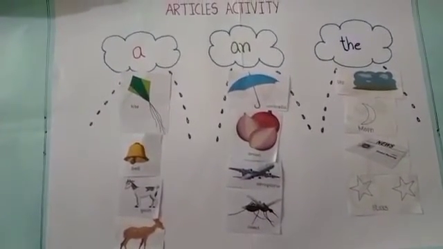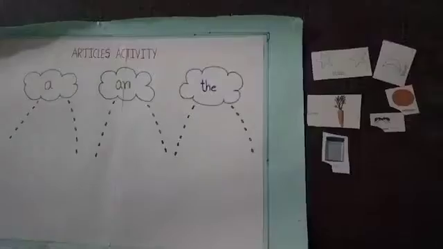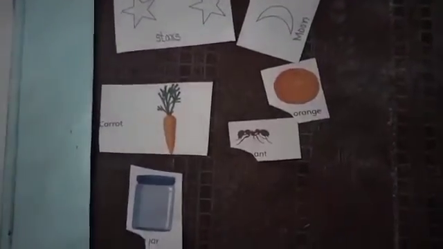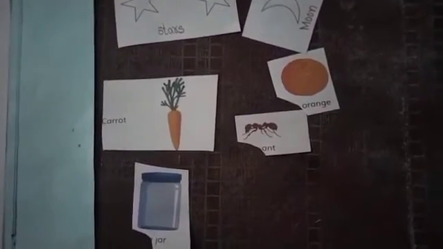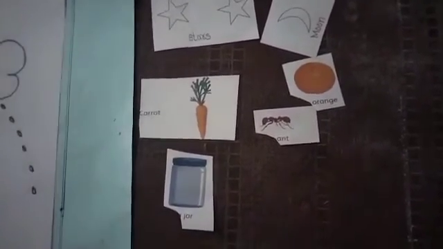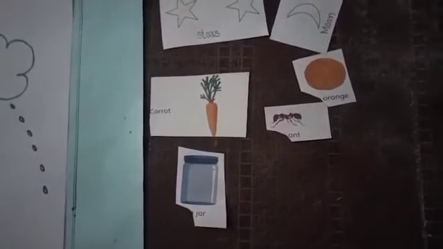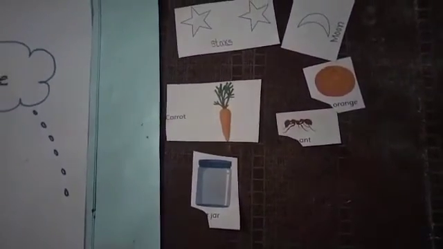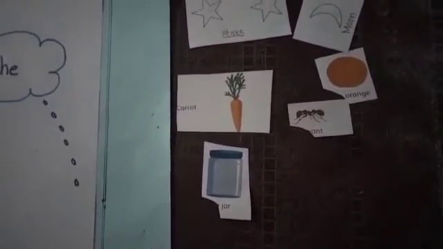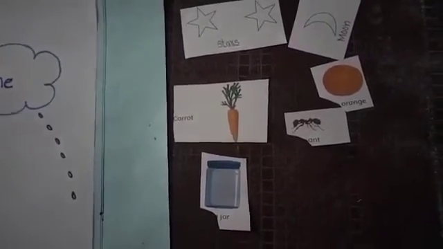Now, Rahat is going to play a game. Rahat, here I arranged some names. You should take one picture, read that name and tell what is coming there. In front of that, A is coming, An is coming, otherwise The is coming. Start.